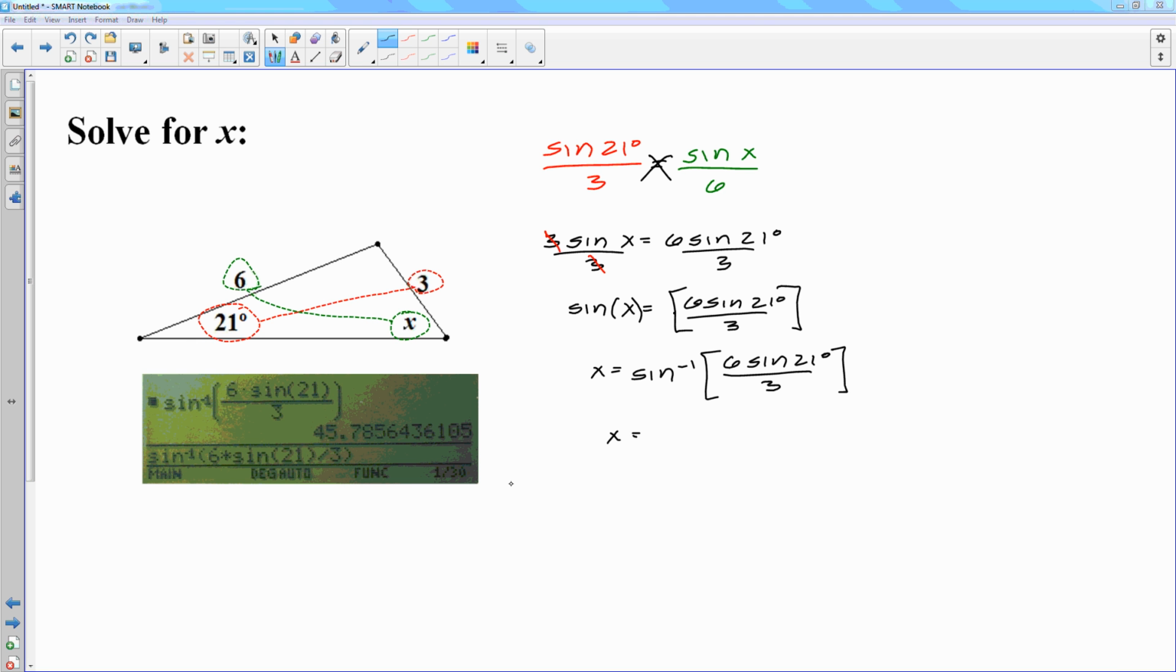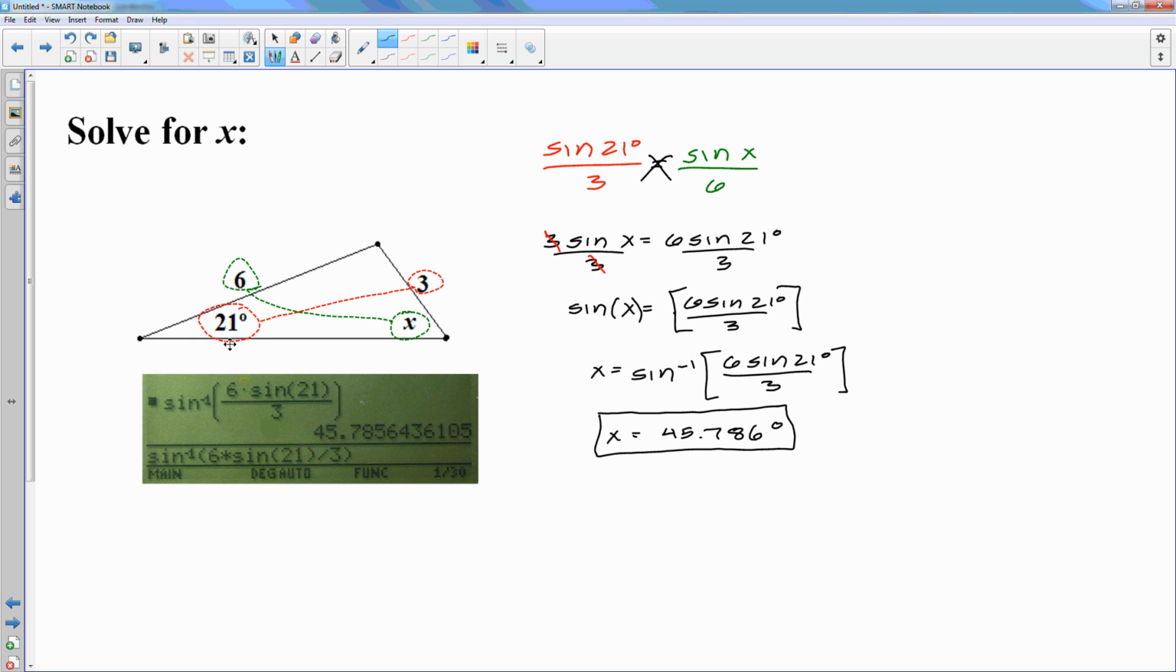All right, there we go. So I punched that in, and I got x to be 45.786 degrees, and that would be our answer. Now, whenever you're doing the law of sines, you always want to make sure your answer makes sense. 3 is smaller than 6, so the opposite angle from 3 should be smaller than x, and I got 45 for x, so it checks out, and I'm happy with this answer.